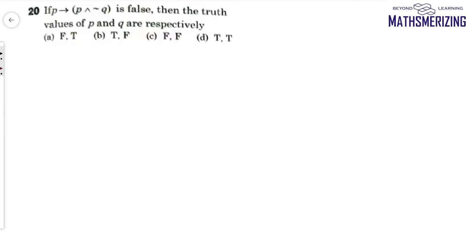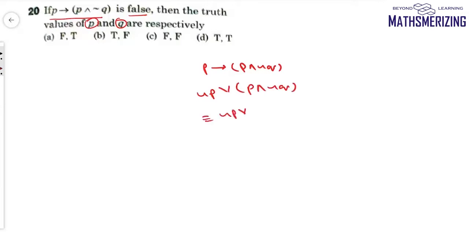Now the question is, if P implies P and not Q is false, then we need to find truth values of P and Q. So we can always solve these questions using truth table, but here we'll do it with algebra. So statement is P implies P and not Q. So again, A implies B is not A or B. Now I'll use distributive law. So this is not P or P and not P or not Q. Now not P or P is simply true.